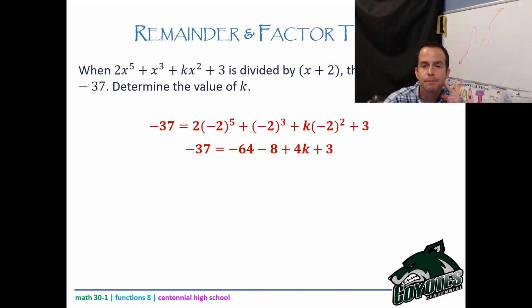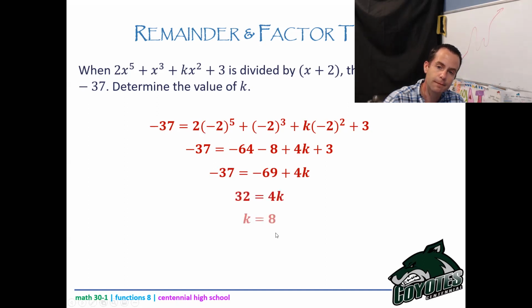But okay, so starting to clean this up, negative 2 to the 5 is negative 32, times 2 is negative 64, negative 2 cubed is negative 8. Clean up the numbers on the right side, I get negative 37 equals negative 69 plus 4k. Bring the 69 over, add 69 to both sides, divide by 4, you should get k equals 8.